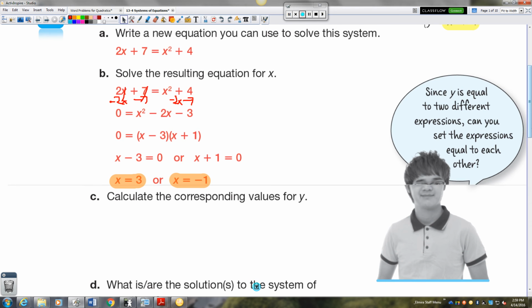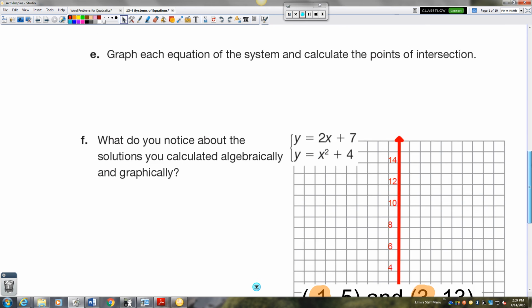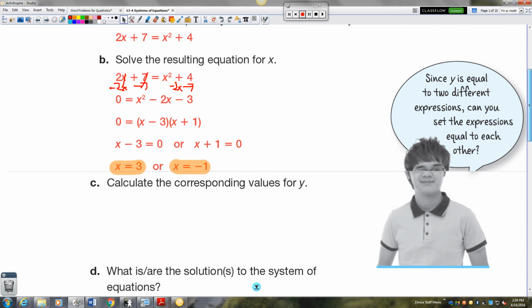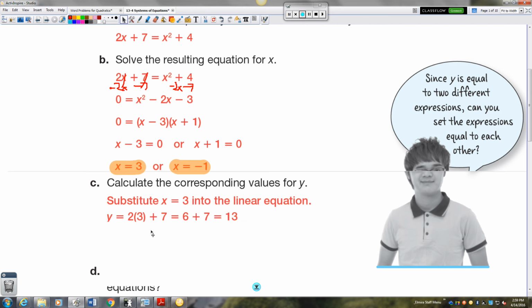Then I still am not done because I don't have y values. So when I solved graphically, I had an x and a y. I had a coordinate pair. So far, I just have two x's. So in order to get the y, I'm going to sub x equals 3 into the linear equation, and that's exactly what I would do, only because you could sub into either one, but the linear equation is easier. It's less complicated than the quadratic, less steps. So 2 times 3 is 6 plus 7 equals 13.